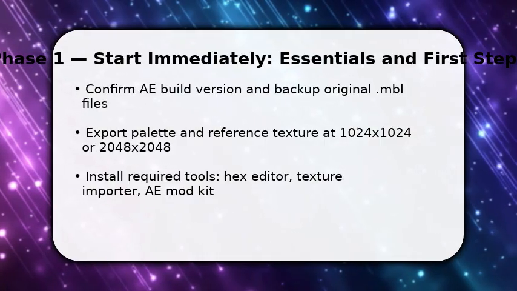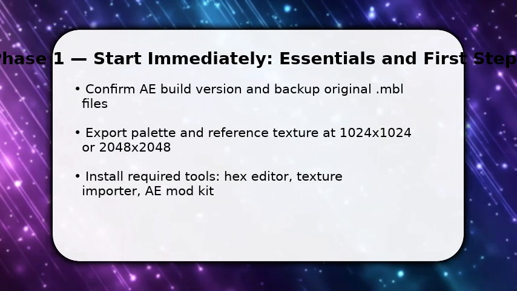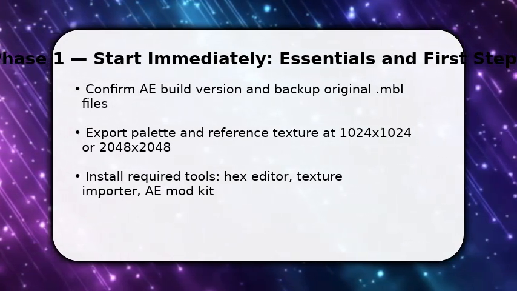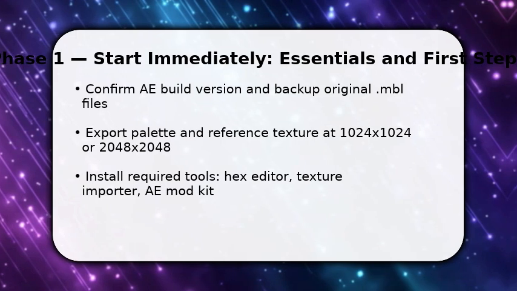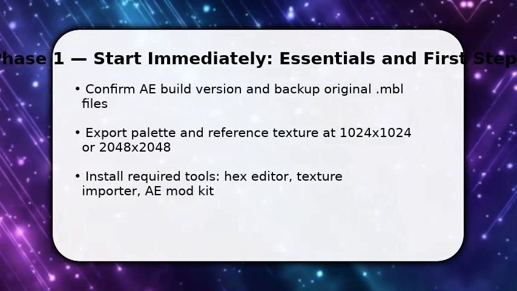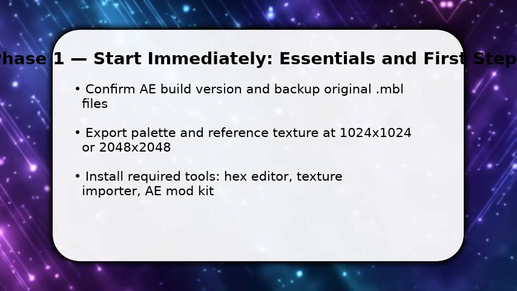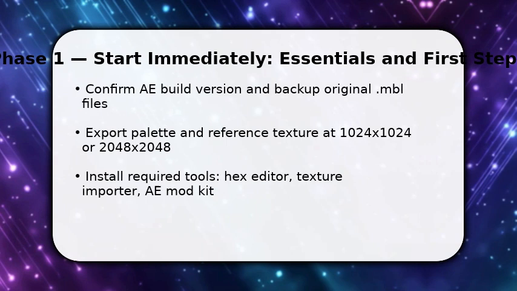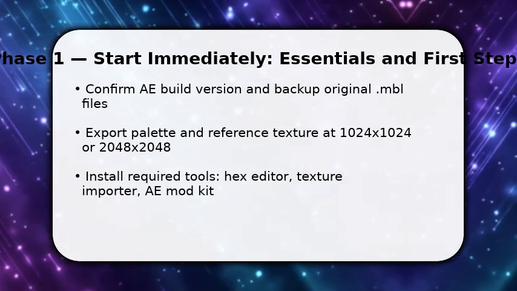You start by checking the AE build number and immediately make a full backup of the original MBL files. This protects you if something breaks. Once done, export the current palette and a reference texture at 1024 x 1024 so color shifts are predictable.